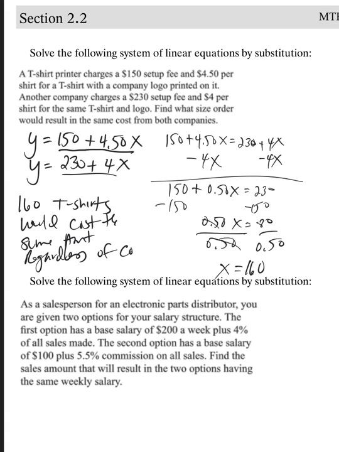Regardless of company. And, you know, they might even ask you how much 160 shirts would be. And if that was the case, you would have to plug this into one of my equations for x and solve for y.